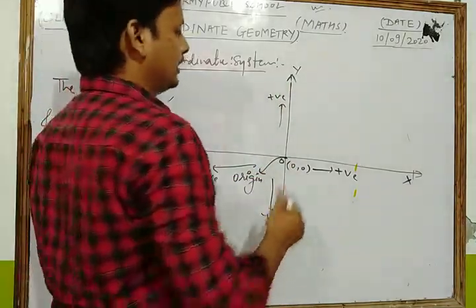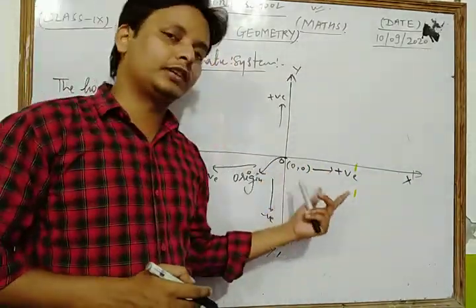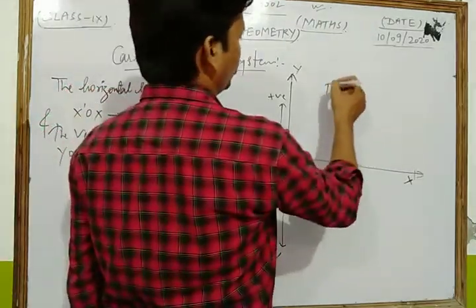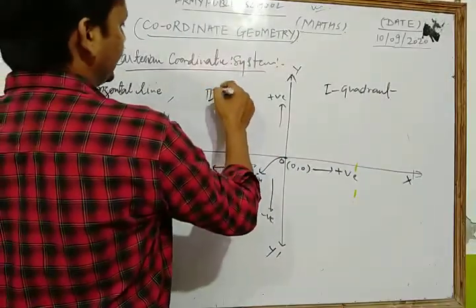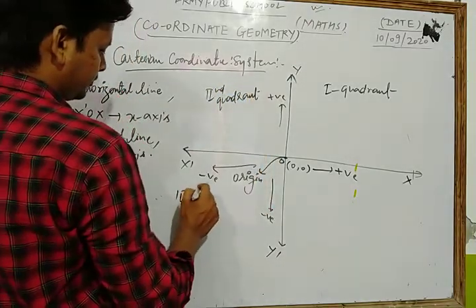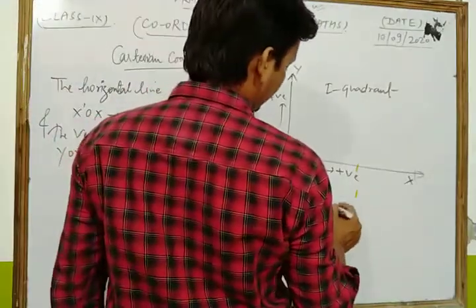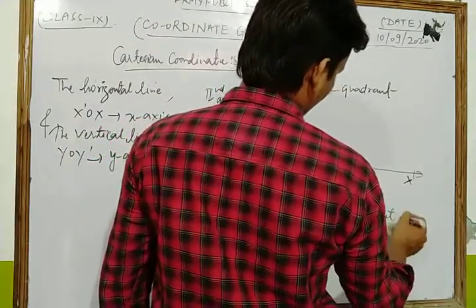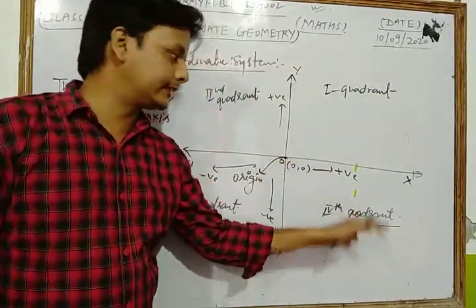Now dear students, we discuss the quadrants. When two mutually perpendicular lines are drawn and intersect each other, in this way we have four quadrants. So this is our first quadrant, this is our second quadrant, this is our third quadrant, and this is our fourth quadrant. These are the four quadrants related to that system.